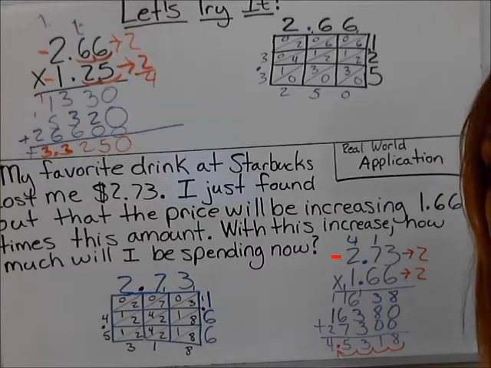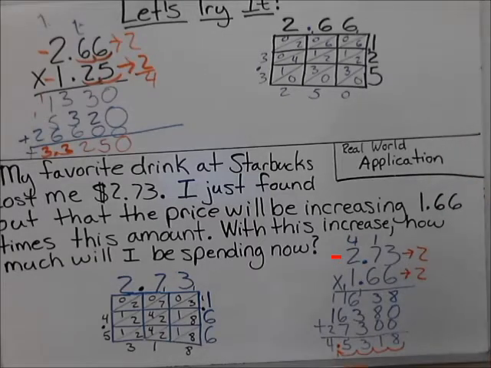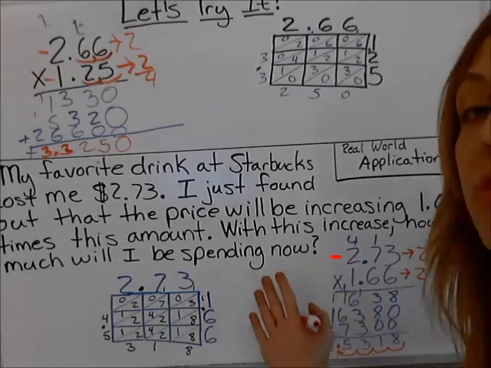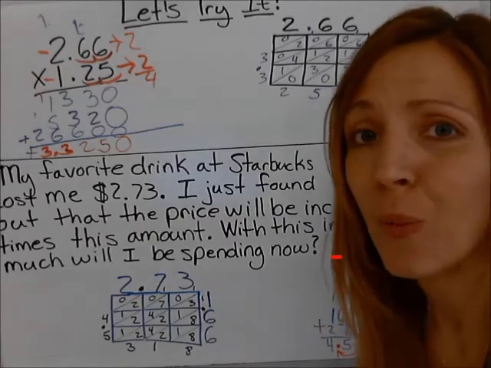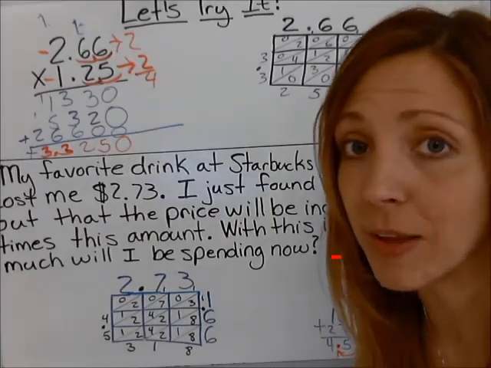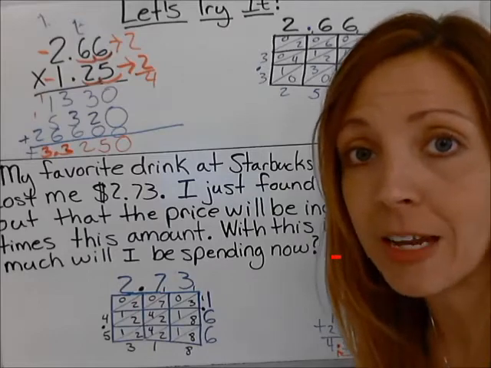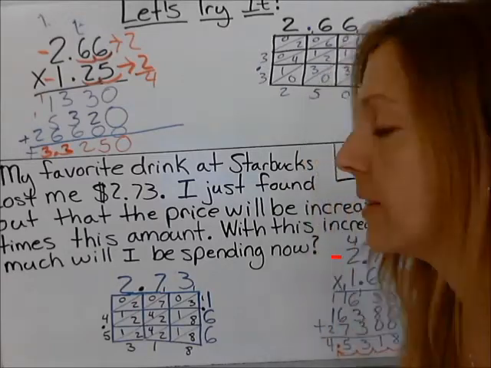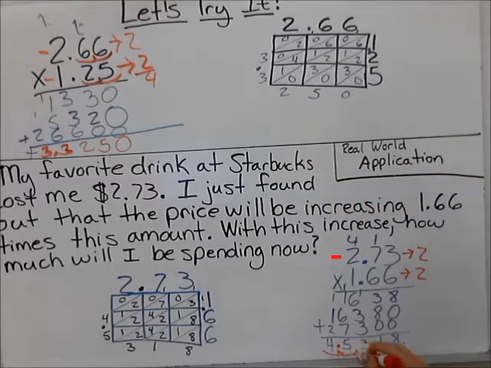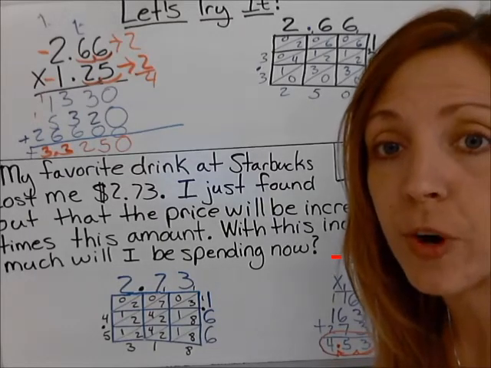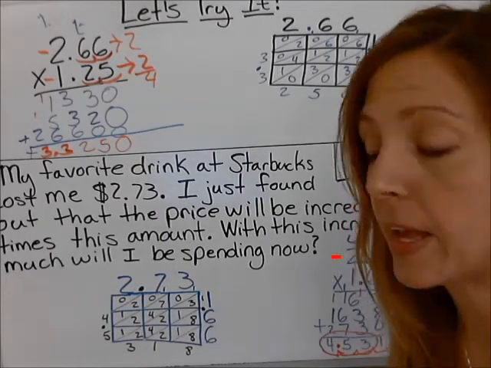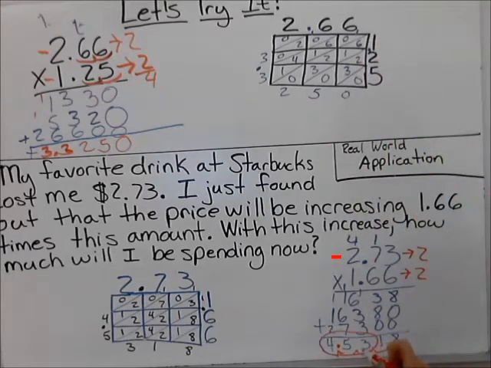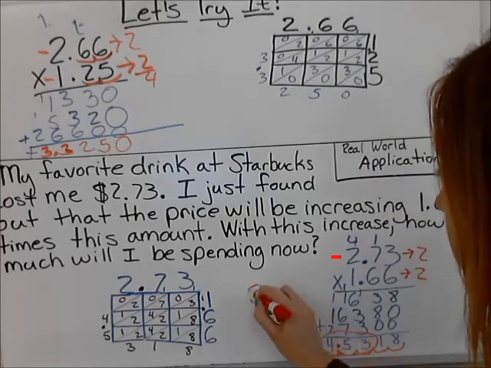So 4 and 5,318 10,000ths is my answer, but I have to answer in the form of a price, and we do not even go to the thousandths place in money. We stop at pennies, and pennies are in the hundredths place. So the cost to me for my Starbucks drink would be $4.53.